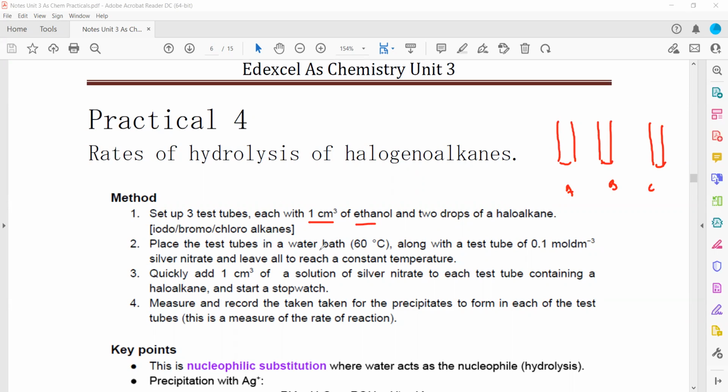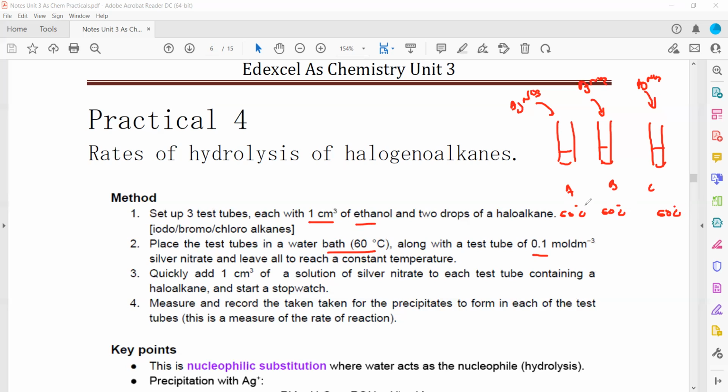Then place the test tubes in a warm water bath at around 60 degrees centigrade. Along with the test tubes, 0.1 mol per dm³ of silver nitrate is added. So we have chloroalkane, bromoalkane and iodoalkane, and then we add silver nitrate. This reaction cannot occur at room temperature because it has a high activation energy, and we want the reaction to occur faster. Using a water bath, we maintain a temperature of 60: test tube A is 60, test tube B is 60 and test tube C is also 60.